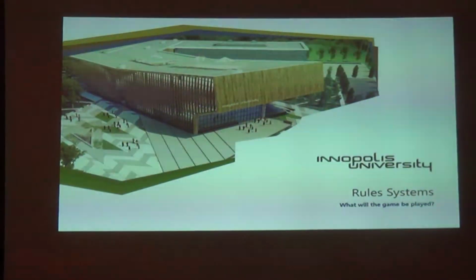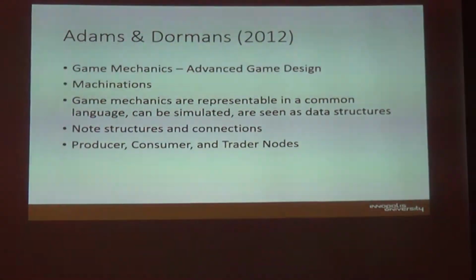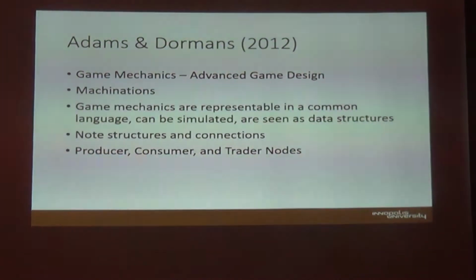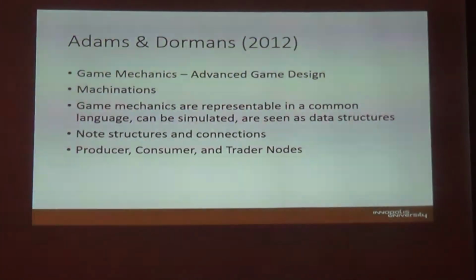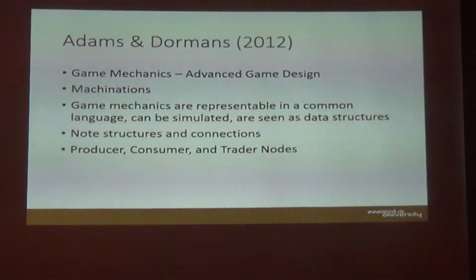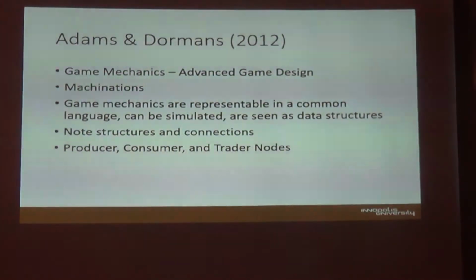What game will we play? So here's a really interesting book coming out of 2012 called Game Mechanics: Advanced Game Design. And this set out something known as machinations. So this is representable in a common language. It can be simulated. For those of you that are computer scientists, these are basically data structures.